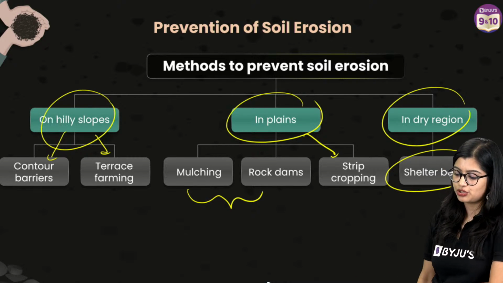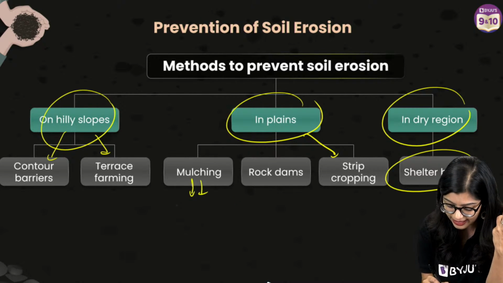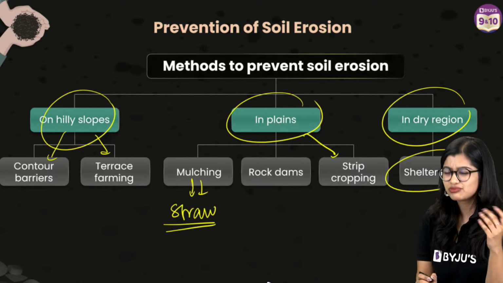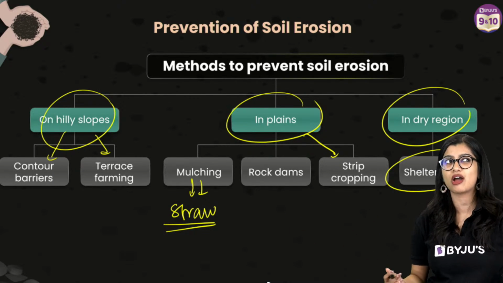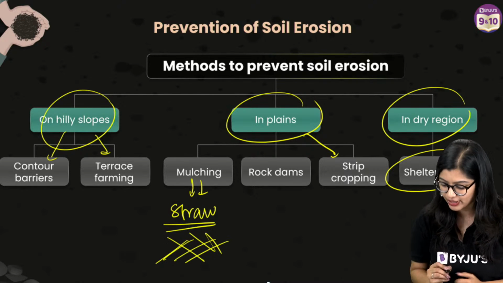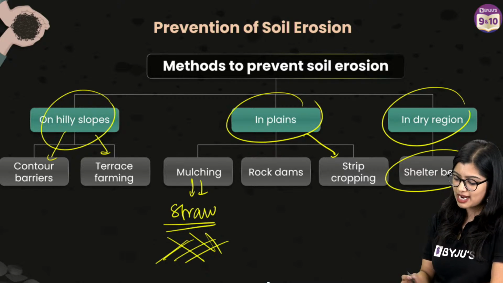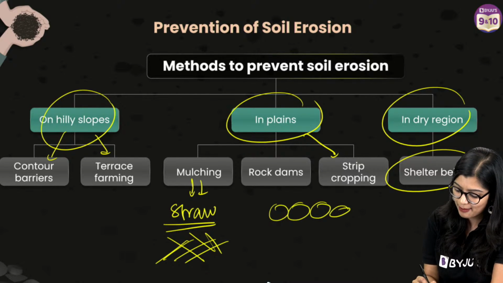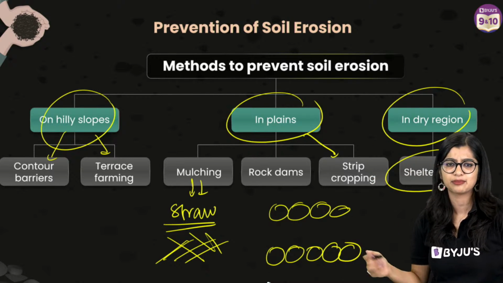Now in the case of mulching, we use a lot of organic material like straw, right? Straw and many other things, we put on the soil. Straw is like hay. We put hay on top of the soil so that it does not allow soil erosion to happen. Rock dams are basically dams made out of rocks. You use gravel and everything and then you put it on the sides. It's as simple as that.